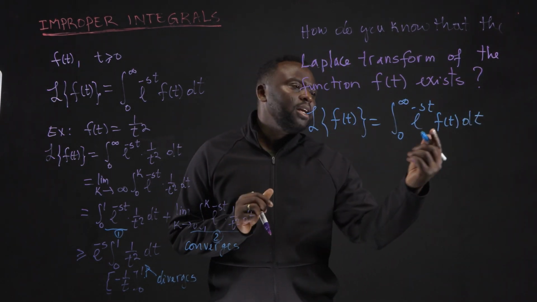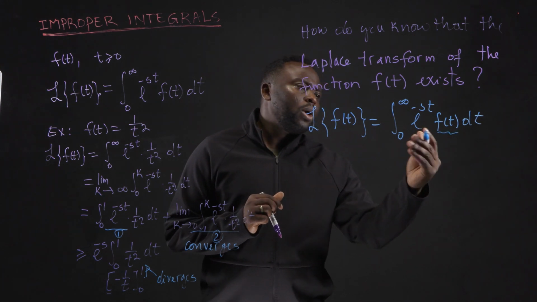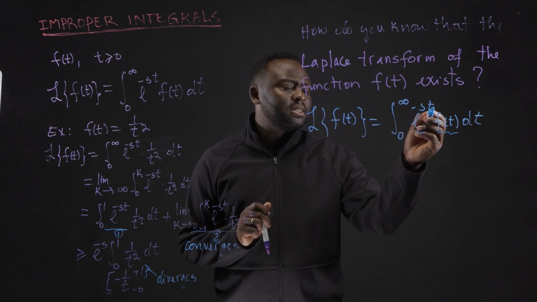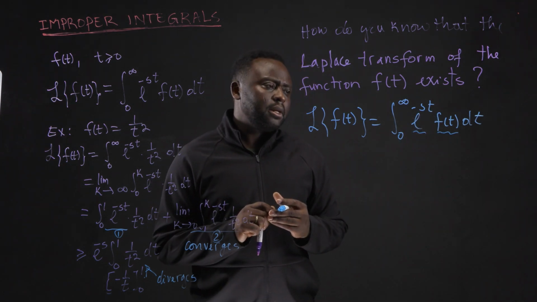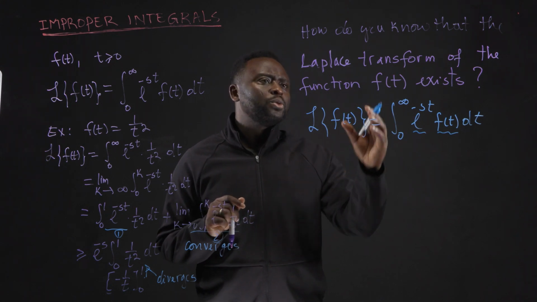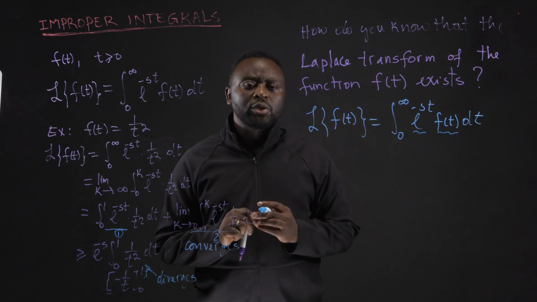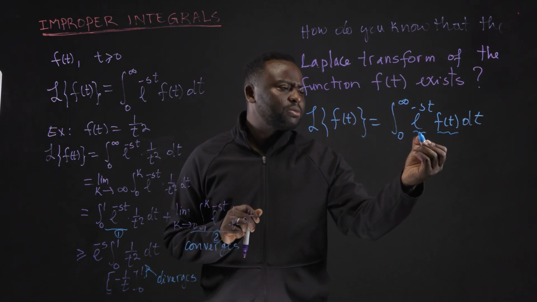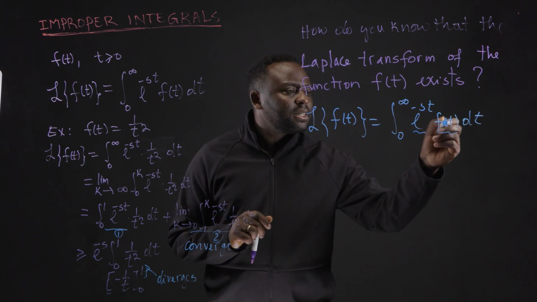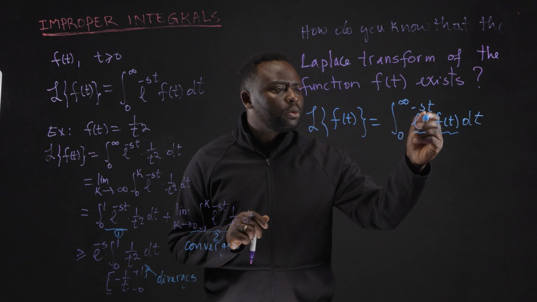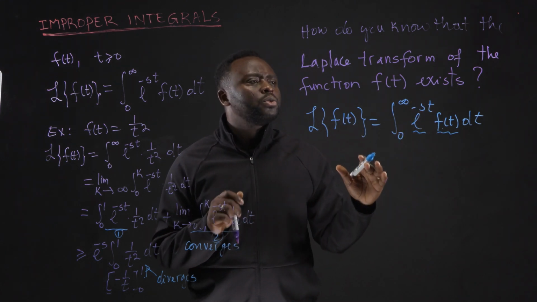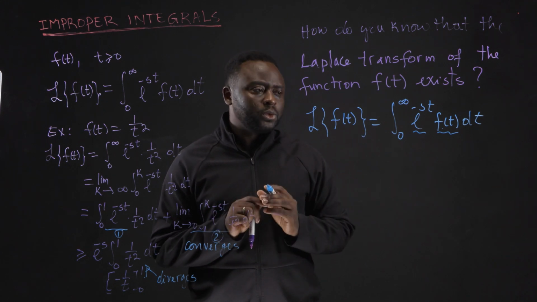So in general, if the function f of t was to grow quicker than the function e to the power minus st at a certain point, then the integral will diverge, okay? So in that case, you won't be able to find the Laplace transform of such a function. Basically, you just have to compare these two functions. If it happens that the function f of t at a certain point grows quicker than the exponential of minus st, then you won't be able to obtain the Laplace transform of such a function.